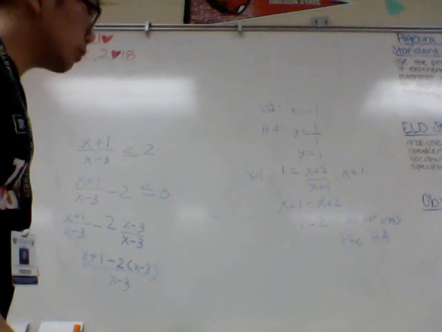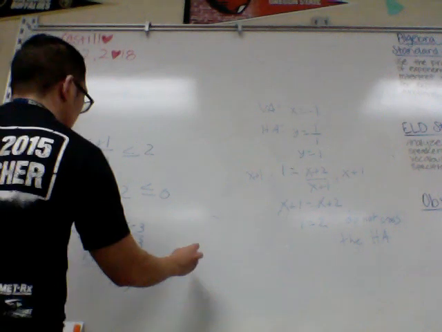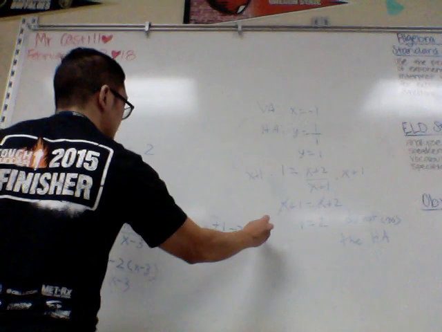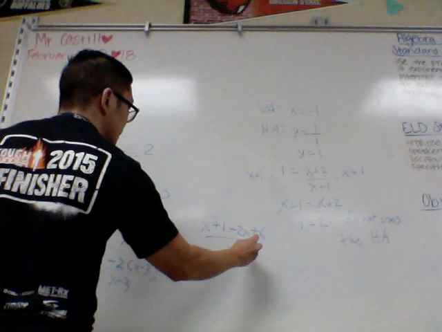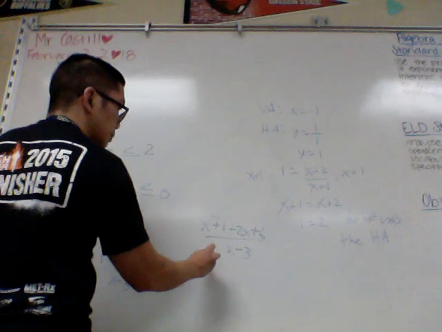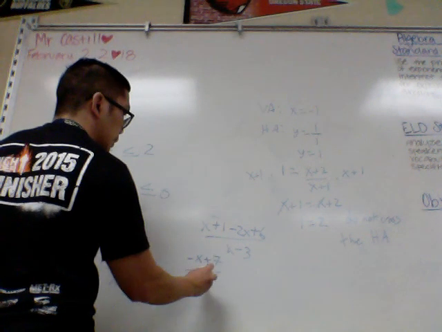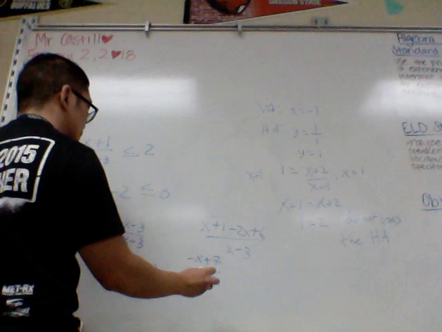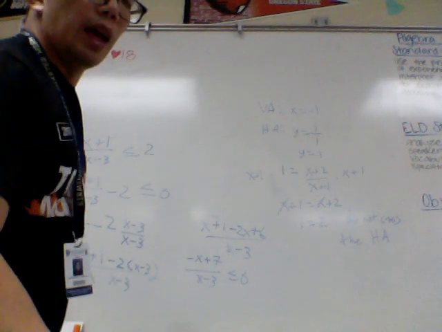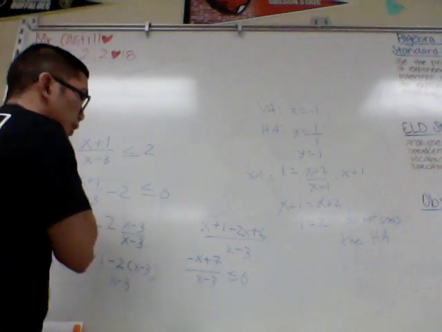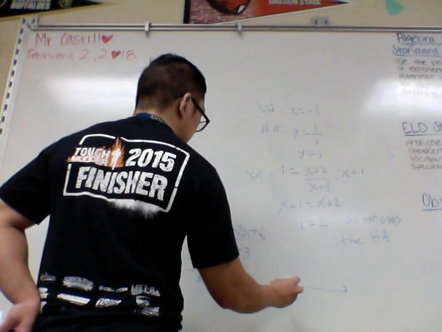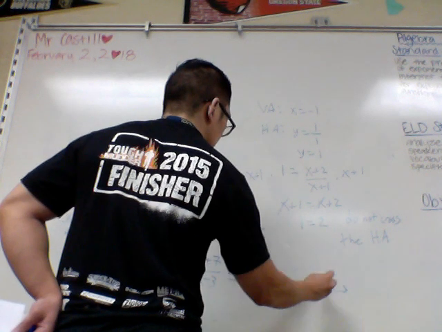Okay, now we should all know what to do. We just distribute. So this is x plus 1 minus 2x plus 6 over x minus 3. And then I get negative x plus 7 over x minus 3 is less than or equal to 0. And here I know that my zeros are going to be at 3 and 7.